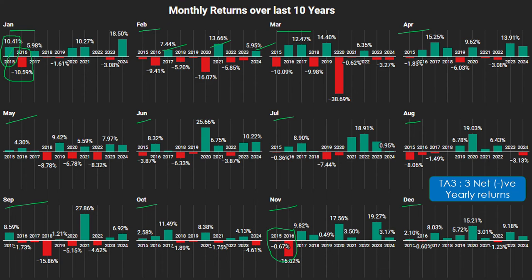So what is the takeaway? The takeaway is there are actually 3 net negative yearly returns in the last 10 years by this sector. So this sector by no stretch of imagination is a safe bet. You could get very high returns, but you could actually be in a loss as well in this sector. As we can see, there were three instances in last 10 years when the net yearly return of the sector was negative. So this is the one point which we need to keep in mind.